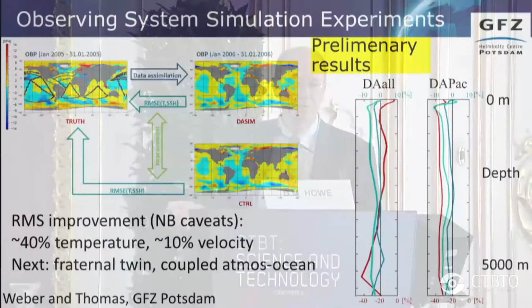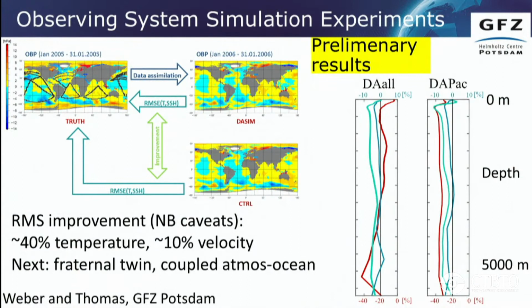So in the next steps, this summer and beyond, they'll do a fraternal twin experiment. These are identical twin experiments; they come from the same model. In this case, Tony Song's model output will be ingested into this model at Potsdam, and these same calculations made. And then next would be a coupled atmosphere-ocean simulation, which will be very informative because the coupling between atmospheric pressure changes and ocean circulation is very intimate, and we hopefully will see that in these simulations.